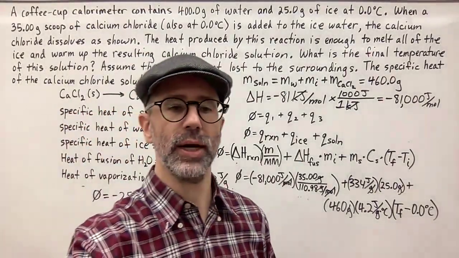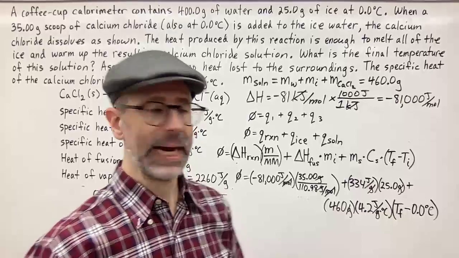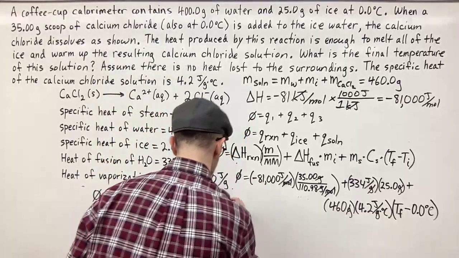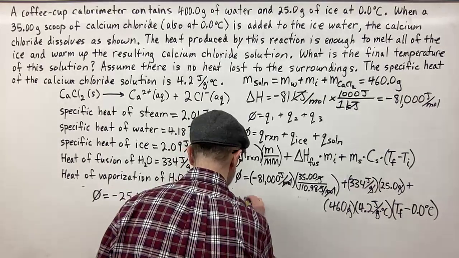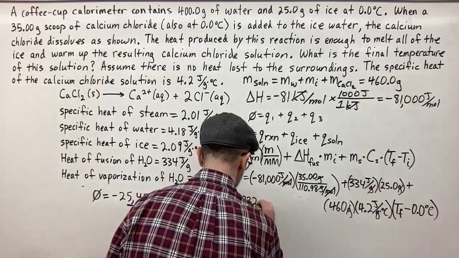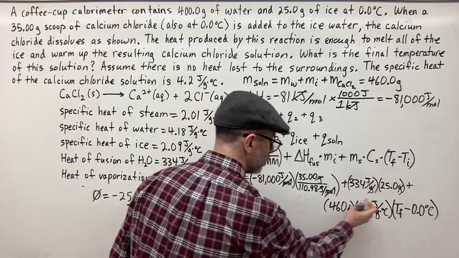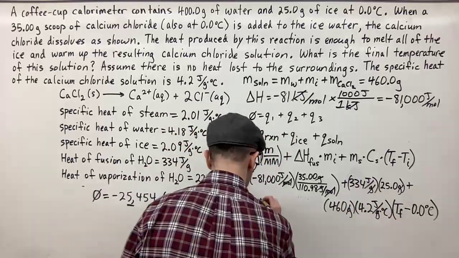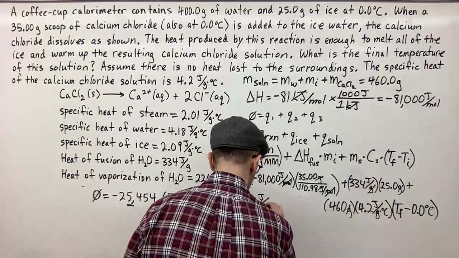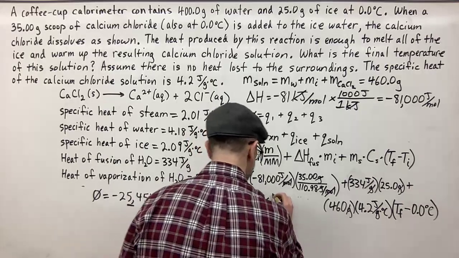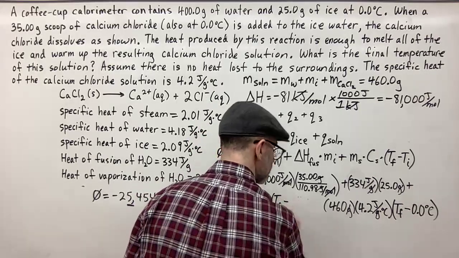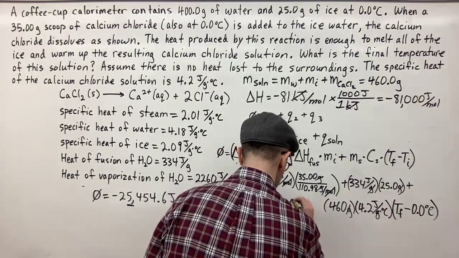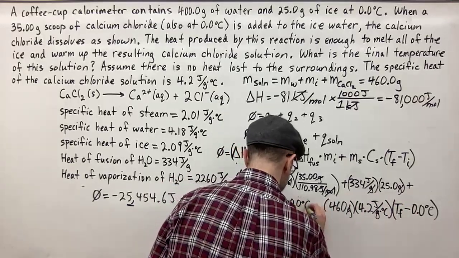Hold on a second. What do I get here? 1932. So then this is going to be plus 1932. And again, it's going to be joules over degrees Celsius. So joules over degrees Celsius. And this is multiplied by final temperature minus the initial temperature, which is 0.0 degrees Celsius.